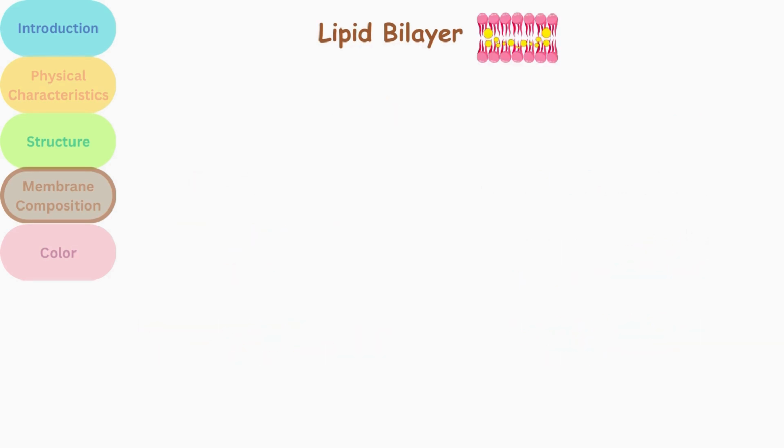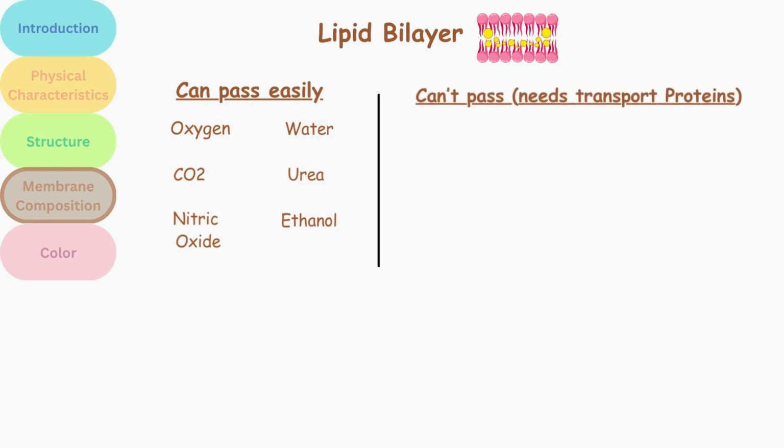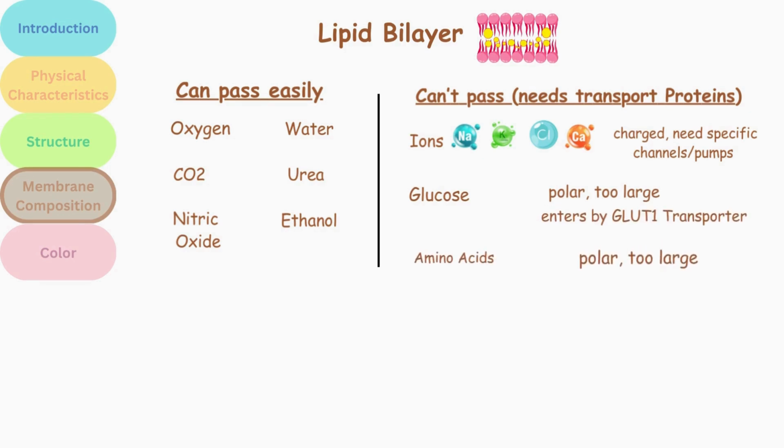Let's see what those are. Some molecules can pass easily, such as oxygen, carbon dioxide, nitric oxide, water, urea, and ethanol, because they are smaller and non-polar, except water. But some substances cannot pass easily. They need transport proteins to help them. Ions such as sodium, potassium, chloride, and calcium, because these are charged and need specific channels or pumps to help them enter the cell. Glucose is polar and too large a molecule, so it enters by GLUT1, which is glucose transporter 1. Amino acids are also polar and too large.